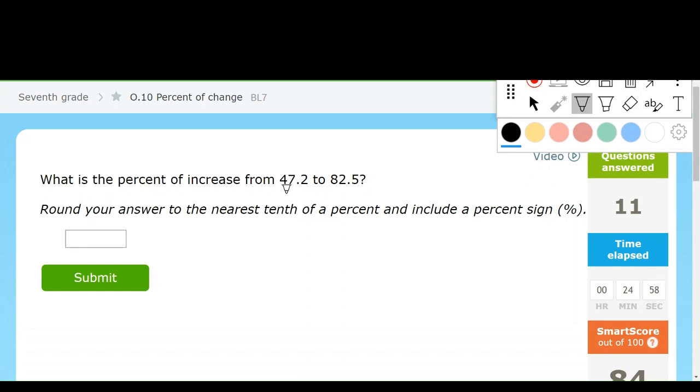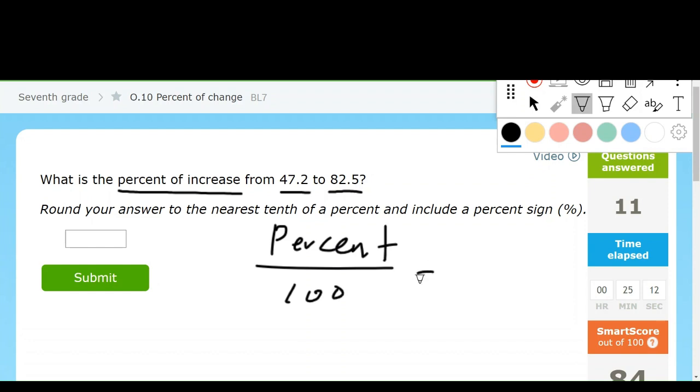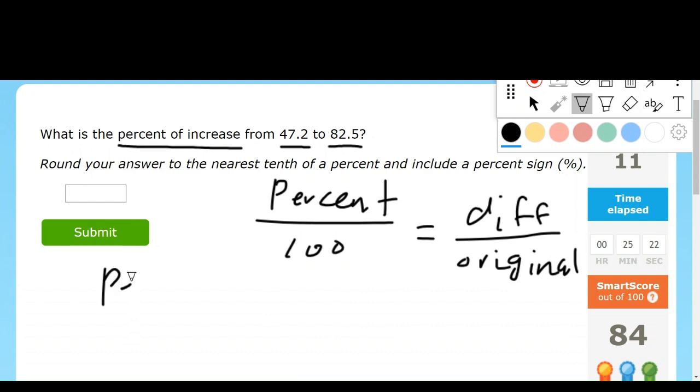Here's another problem. This time we're starting with 47.2 and we're going to 82.5, and we're being asked what is the percent increase. Again, we're going to start with our proportion: percent over 100 equals difference over original. I'm going to make a note on the side here. What is our percent? Well, that's what we are trying to find. What is the percent of increase? I'm going to use x to represent that amount.